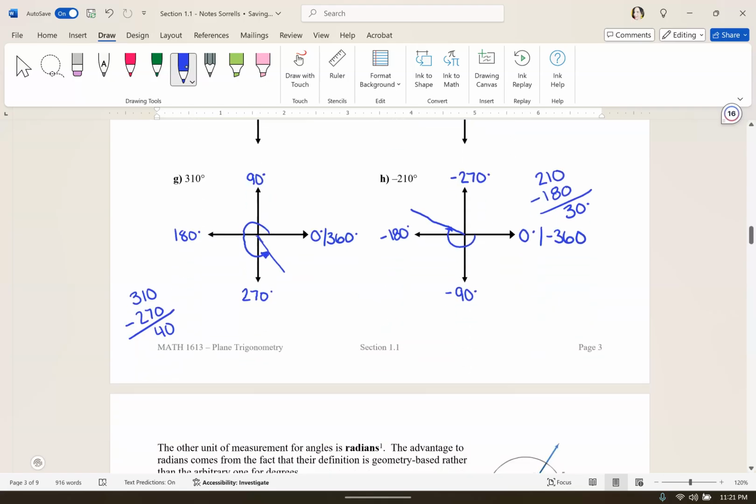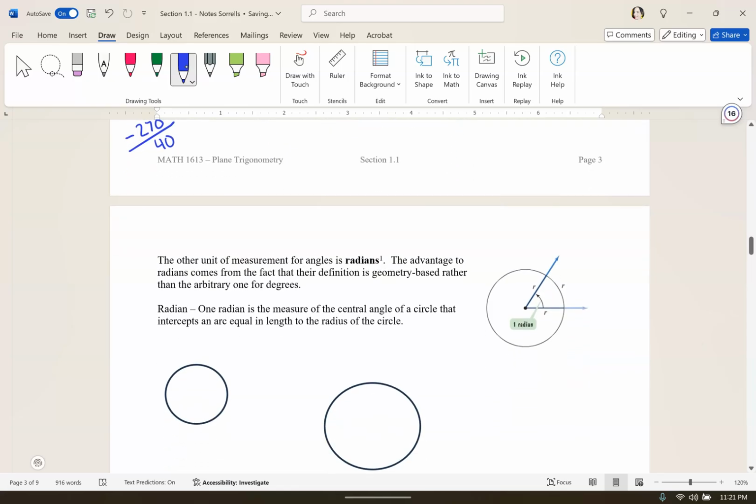Okay? So let's go to the next little section because this is where probably the new stuff kind of comes in for you. And this is where you're going to learn about radians. So another unit of measurement for angles is radians. The advantage to radians comes from the fact that their definition is geometry based rather than just the one we do for degrees. So a radian is the measure of the central angle of a circle. So remember, the central angle of a circle comes from right here. That intercepts an arc length the length of the radius of the circle.